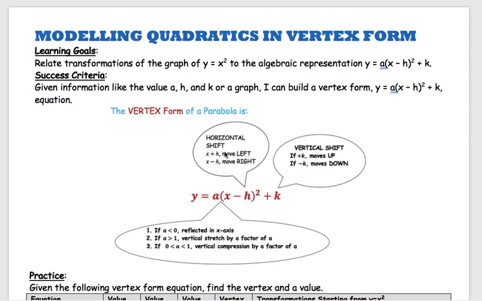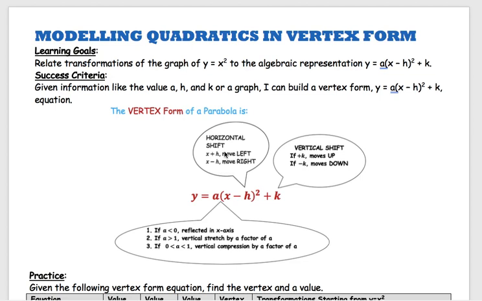Welcome to the Modeling Quadratics and Vertex Form lesson. Today will be one of the first lessons where you're building a quadratic equation from some clues or a graph that you can see and so forth.